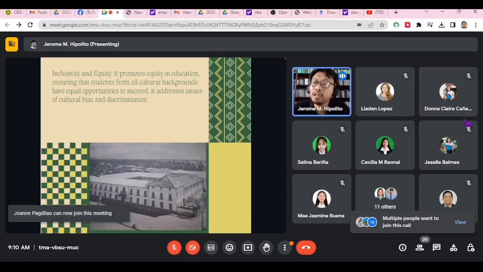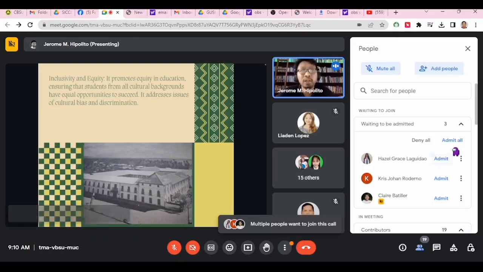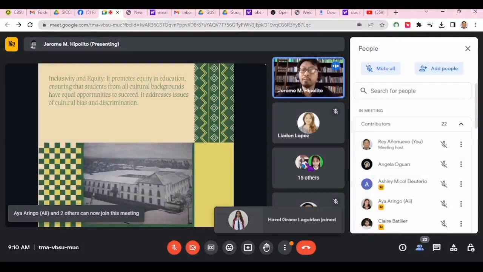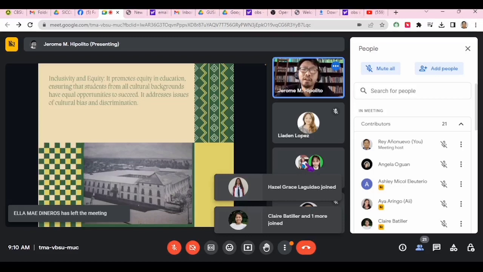They are on equal footing when they are inside the class. The moment the students go inside your class, they have to feel that they are equal, that the teacher does not favor anyone among them, so that they will be interested and feel that they are included in the discussion, included as a student in the class.